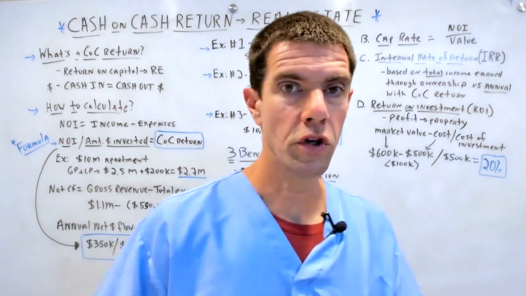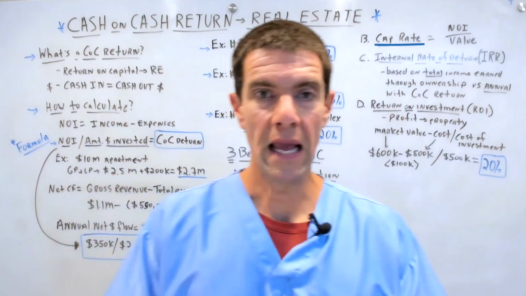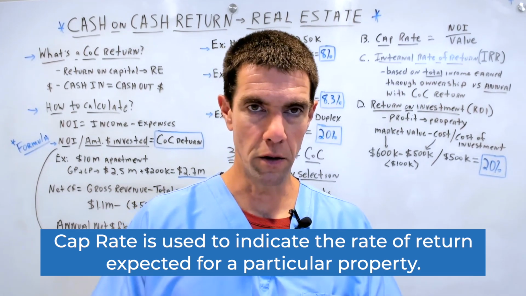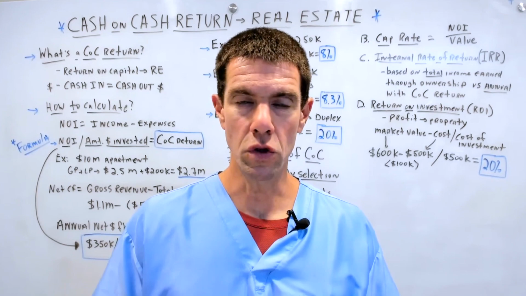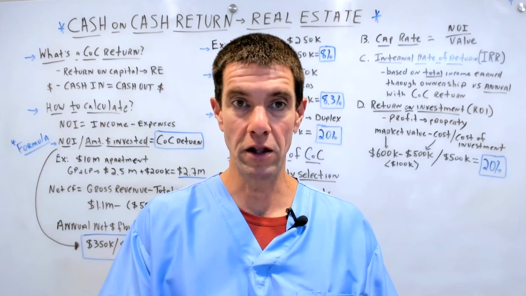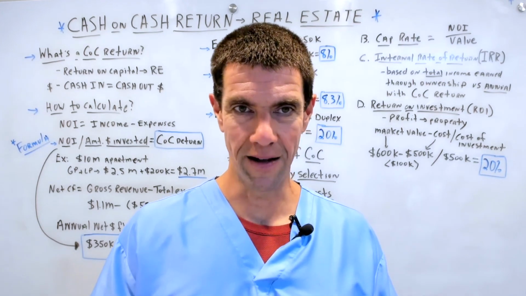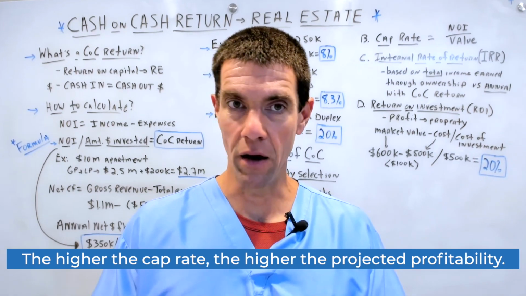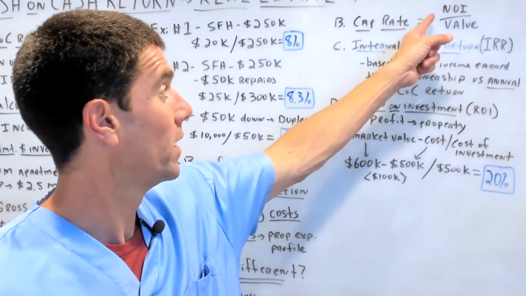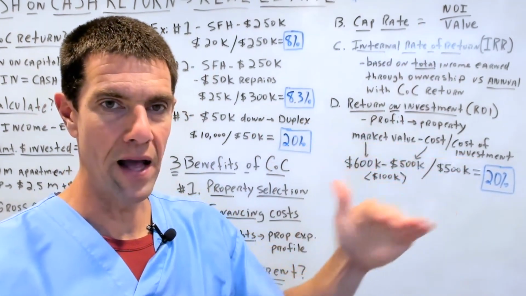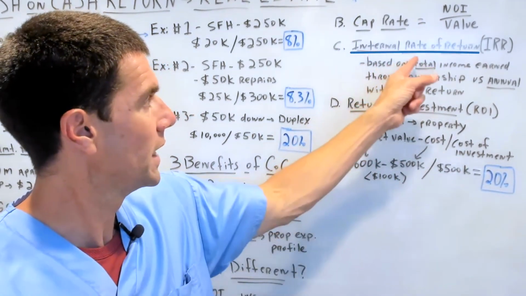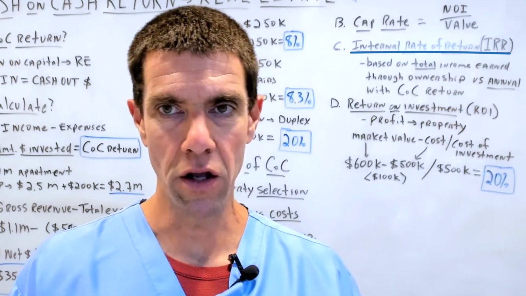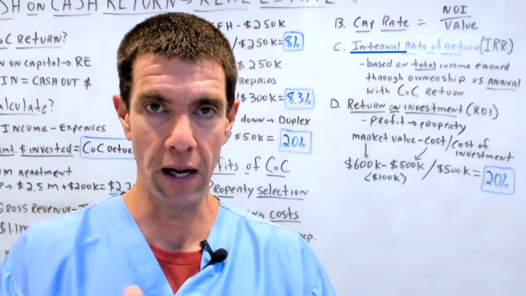Okay. Number two, cap rate. And the cap rate is used to indicate the rate of return expected for a particular property that you're going to buy. So investors use this metric to compare properties and estimate their potential ROI for a particular asset. Typically, the higher the cap rate, the higher the projected profitability, and it is calculated by basically taking the net operating income and dividing that by the market value of the property. Third is the internal rate of return, or IRR. And this is an estimate of the value that a property generates during the time frame that you own it.